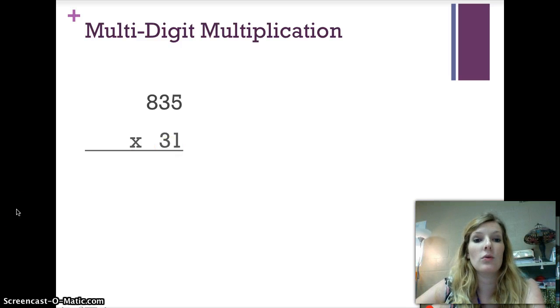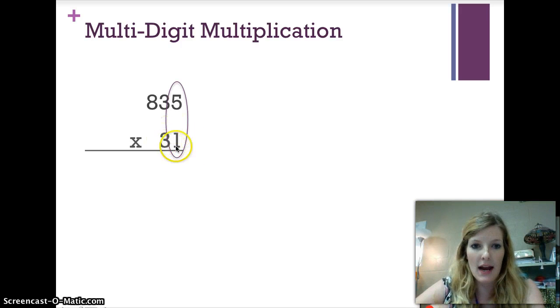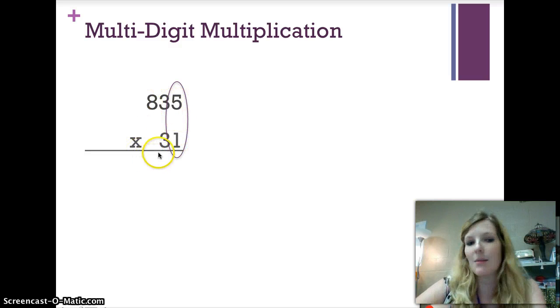Let's do one together for multi-digit multiplication. Go ahead and copy this problem down in your notebooks. We'll take it apart piece by piece. The first thing you need to do is start with that number in the ones column. I'm only going to be working with this 1 right now. I have to wait until this 1 goes to each of these other numbers before I even think about that 3. So I'm going to pretend it's not even there right now.